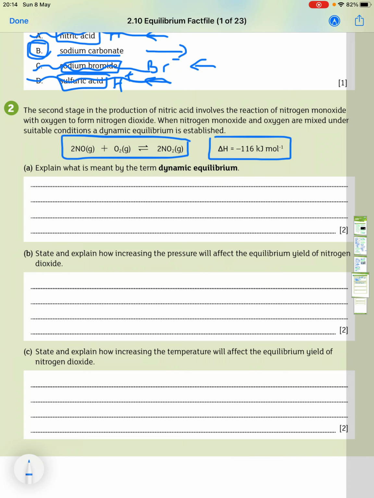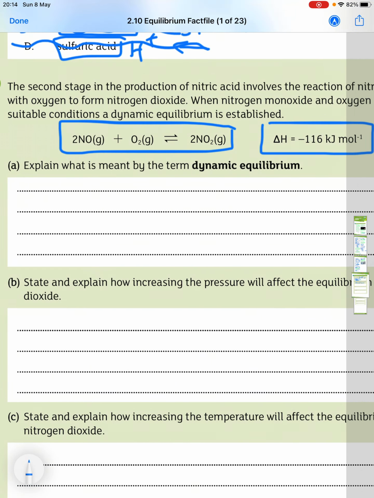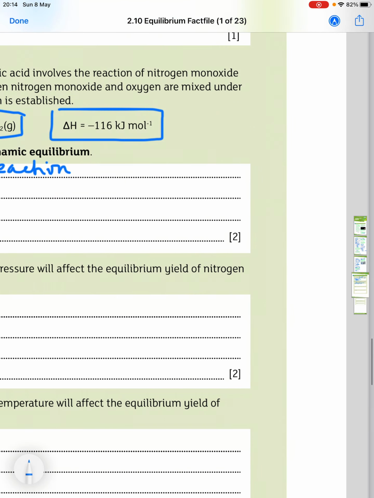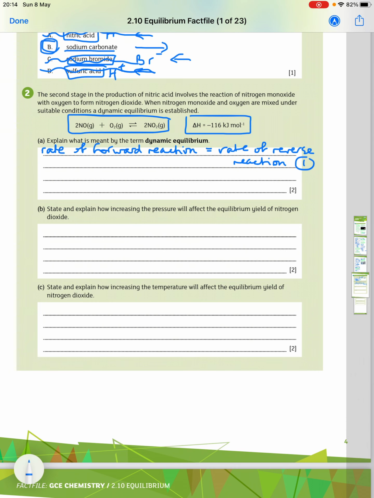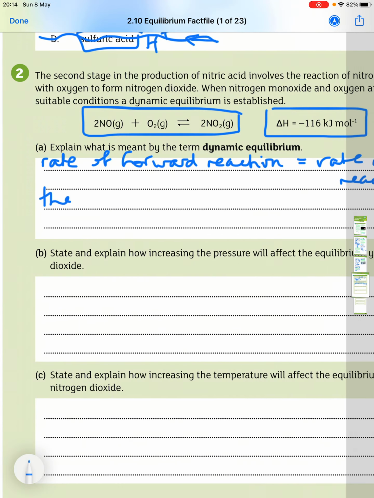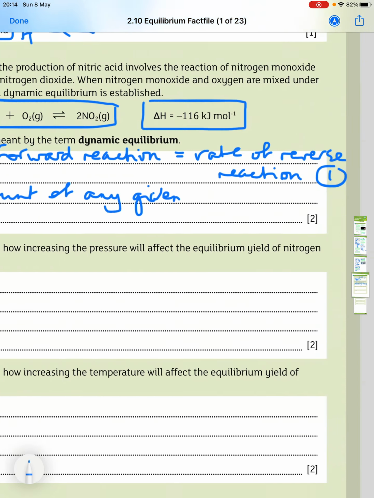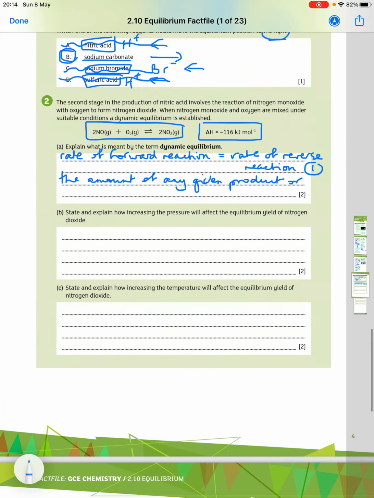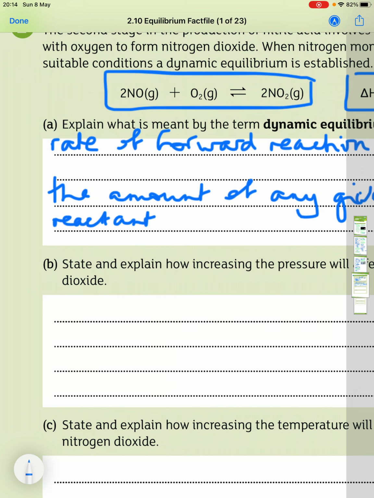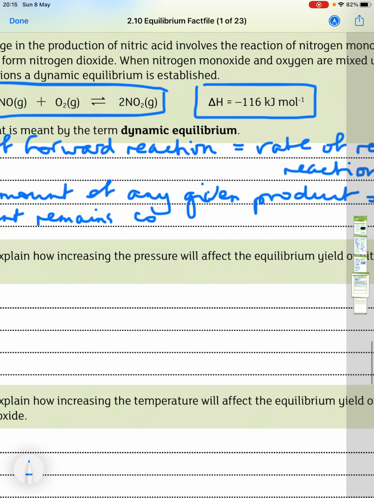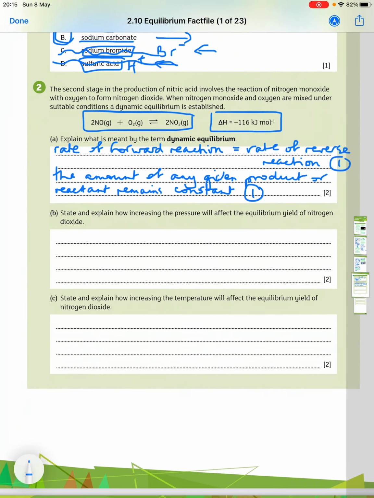Well, you have to say two things here. So it's just really your definition of dynamic equilibrium. So the first thing is that the rate of the forward reaction is equal to the rate of the reverse. Okay, so that's one mark for saying the rate of the forward reaction is equal to the rate of the reverse reaction. The second mark then is for saying that the amount of any given product or reactant remains constant. So that's your second mark.